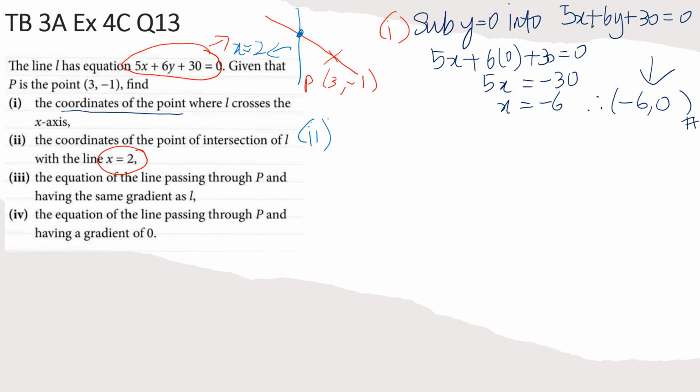All right, so I know that this point will have x coordinate 2, because that particular point lies on the line x equals 2, and the line x equals 2 will have all x coordinates 2. So all I need to do is substitute x equals 2 into our line L, which is 5x plus 6y plus 30 equals 0.